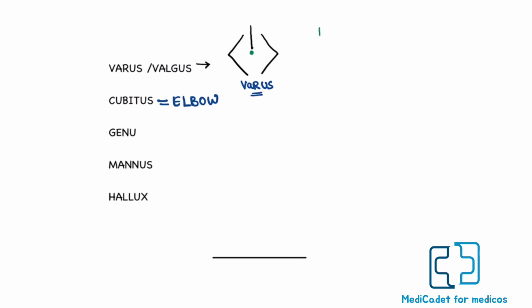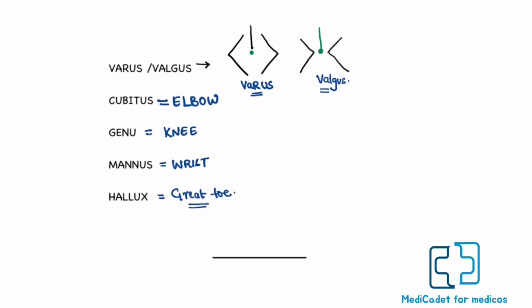Similarly, if you take this as your midpoint, this is your valgus, right? So varus and valgus. When I say cubitus varus, that means elbow, and when I say genu varus, that means knee. Genu valgus is knee valgus. Manus is wrist: manus varus and manus valgus is the wrist. Next, hallux. Hallux is your great toe.